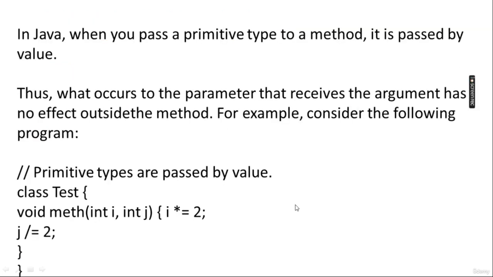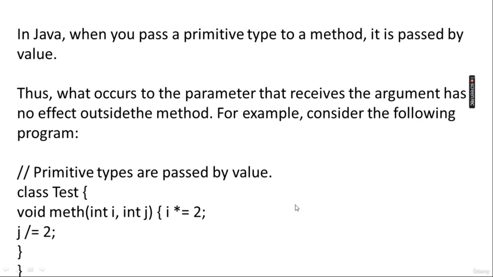In Java, when you pass a primitive type to a method, it is passed by value. Thus, what occurs to the parameter that receives the argument has no effect outside the method. When you are passing a parameter by value, whatever changes you are making inside that method will not actually affect anything outside the method. So this is the example.